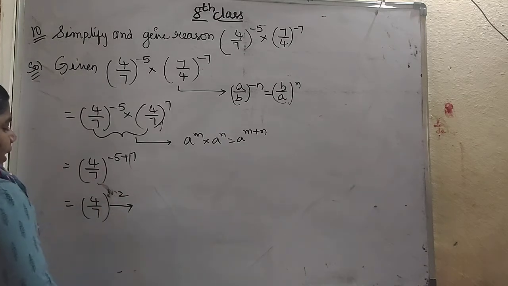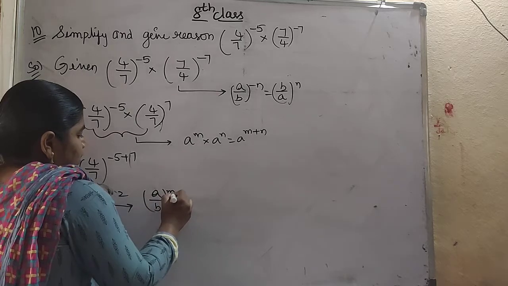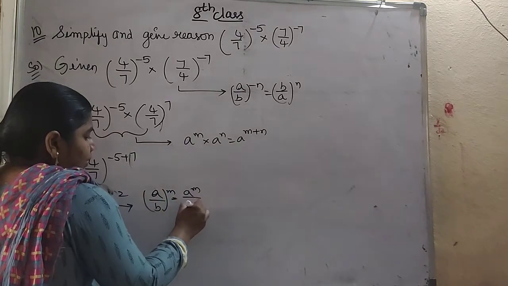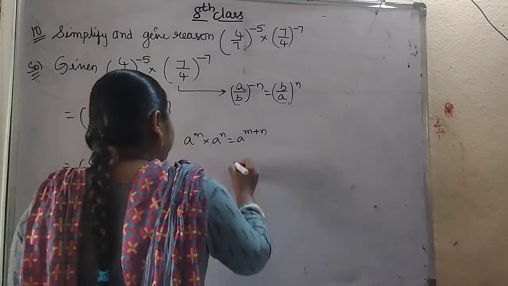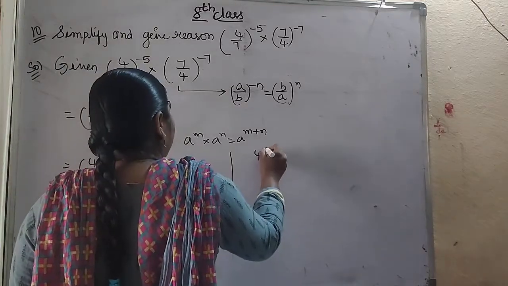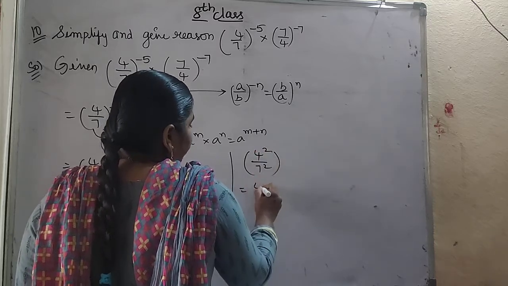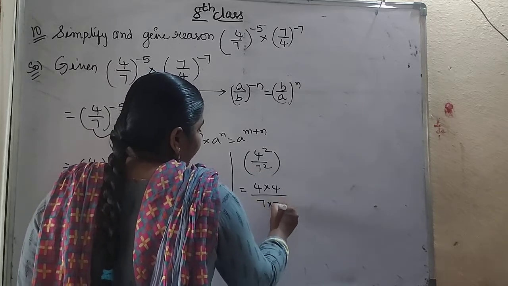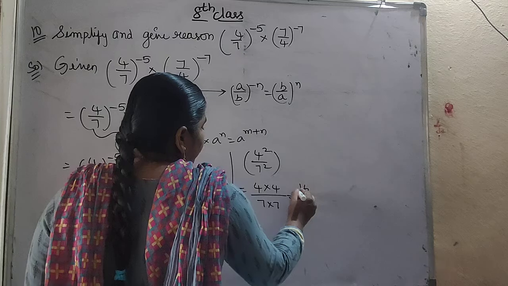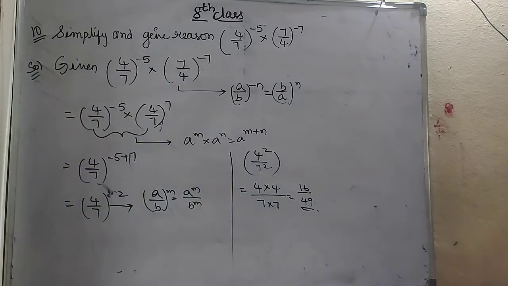Okay, so here we can apply the formula (a/b) whole power m, that is a power m by b power m. So we can write individually now, 4 square by 7 square. 4 square, we multiply the 4 two times. In the same way, 7 we multiply two times. 4 fours is 16, by 7 sevens is 49. So what is our result? Our result is 16 by 49.